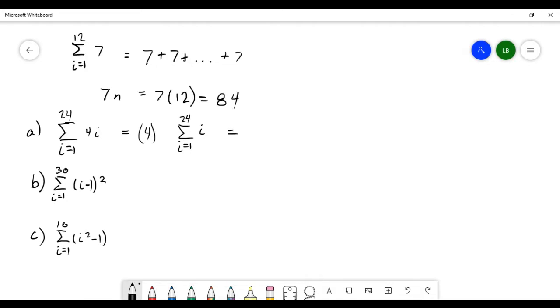So we can rewrite this as a sum of n times n plus 1 divided by 2. But then since we know that n is equal to 24, sorry, I forgot, we've still got our 4. And then 24 plus 1 is 25 divided by 2.